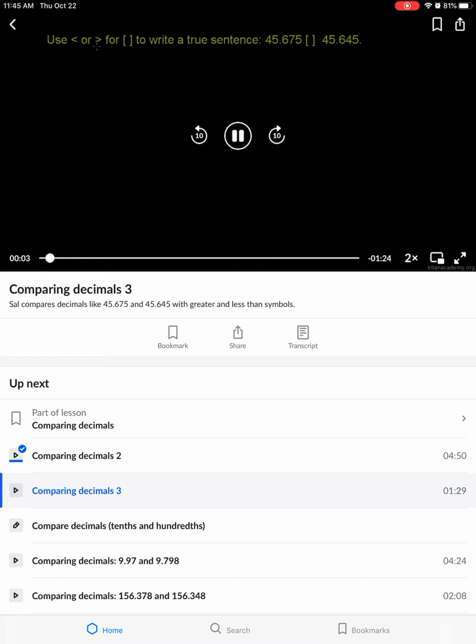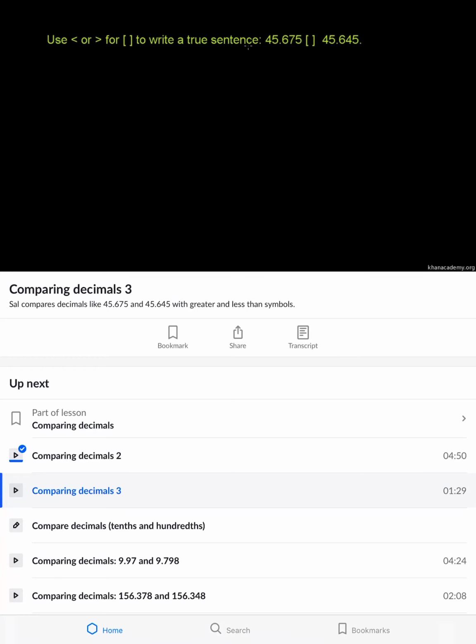Use less than or greater than for this little brackets thing to write a true sentence. So they essentially want us to say whether 45 and 675 thousandths is greater than or less than 45 and 645 thousandths. So let's look at each of these numbers. I'll write them on top of each other. The first number is 45 and 675 thousandths, and the second number is 45 and 645 thousandths.